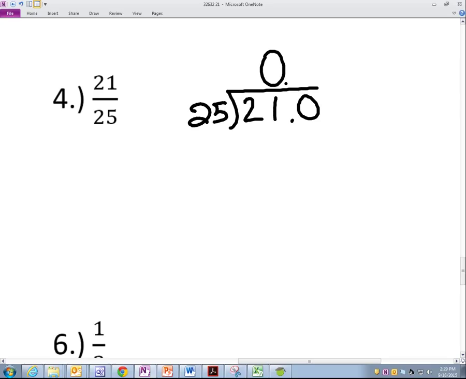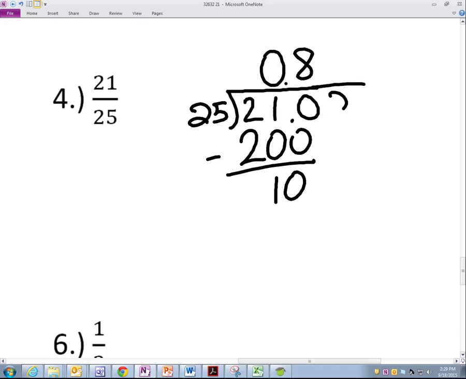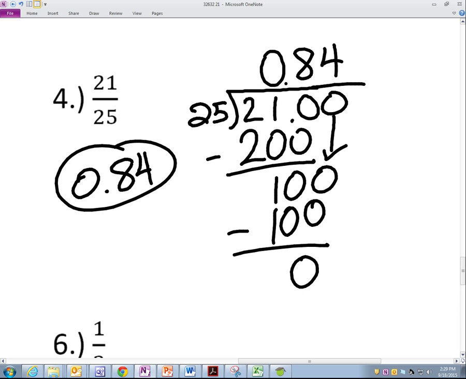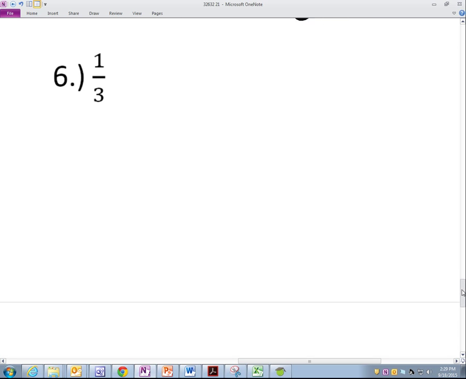So it does not go into 21, but it does into 210. How many times does 25 go into 200? There's 8 of them. Then I have to create another 0, bring that down. Beautifully 4. I'm just going to do number 6 next.